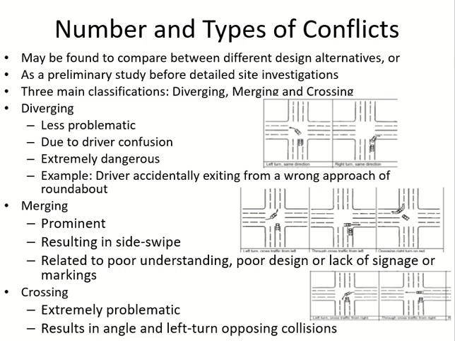Okay, then we have crossing. So crossing can be extremely problematic. It happens very often then. Okay, obviously if you don't have any traffic control device, then it will happen very often. Crossing conflicts will happen very commonly because drivers are always going in different directions, right? So they become very frequent, and it can result in angle or left turning opposing collisions. Okay, this is an angle collision. Okay, or this one, this is an angle collision. Okay, obviously then these are very dangerous.